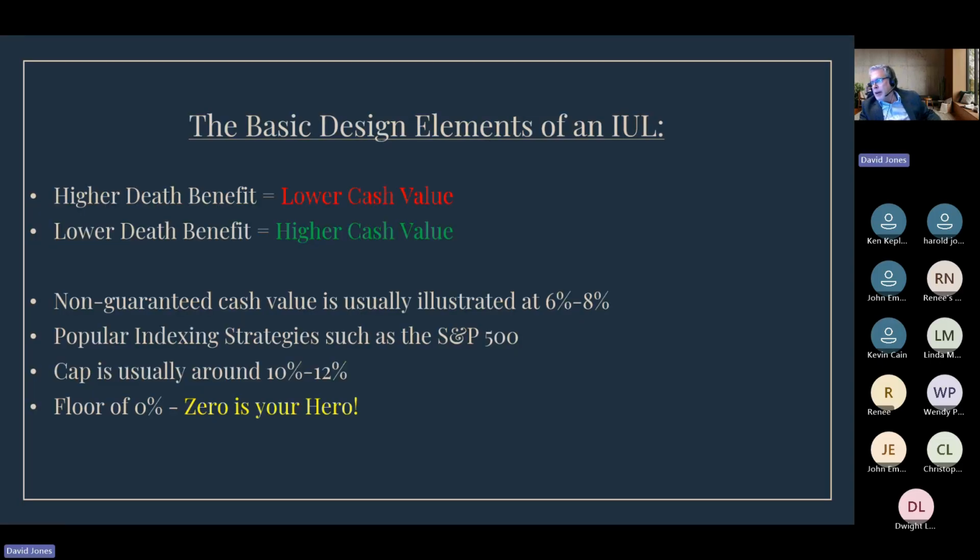Okay, the basic elements of an IUL. Essentially, it's like a teeter-totter, or like I say, like a circus balloon. If you squeeze one side, it gets bigger on the other side. You squeeze the other, it goes the other way. It goes up and down depending on what you're doing.